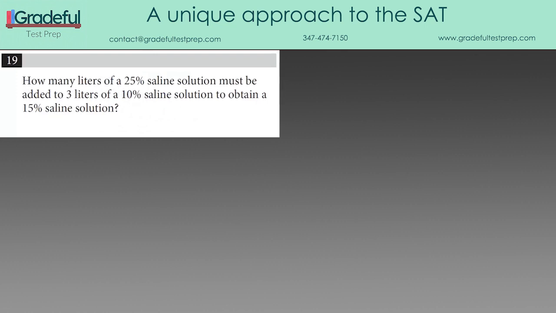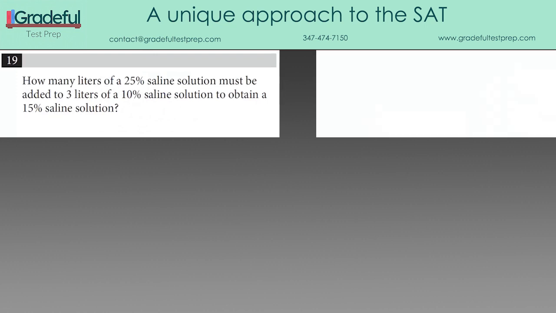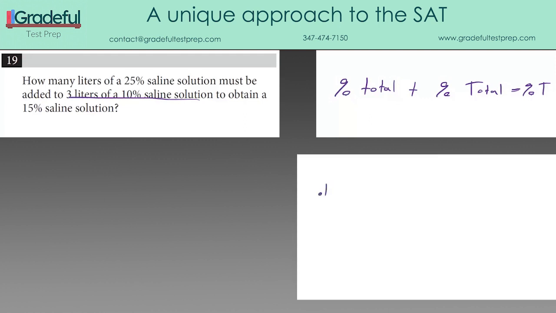Number 19 is something of a higher level concept we refer to as adding to a mixture. When you're adding to a mixture, you're going to get a statement where you have a percent and a total, and a percent and another total, and they're going to add up to give us a final percent and a total. So in this situation, we have 3 liters of a 10% solution first sitting there. And the wording says that something's going to be added to that. So that's a percent and a total. So 10% of the 3.